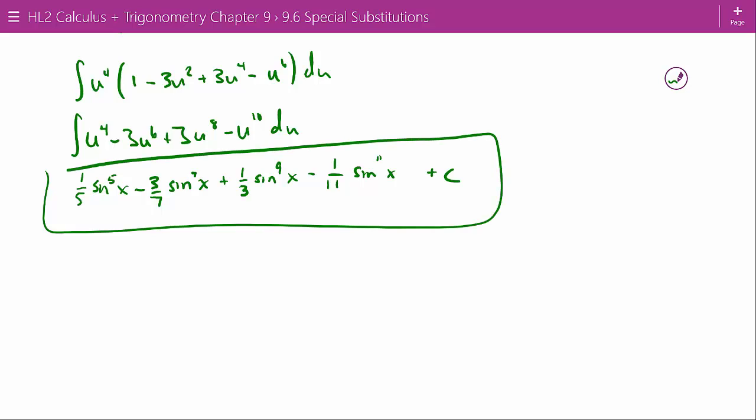That one looked the biggest and the scariest, but it was actually very nice and cuddly if you think about it. So in the next video, in video 3 of this series, we're going to take expressions that don't have trig functions, and we're going to substitute them in, and some very nice things are going to happen.